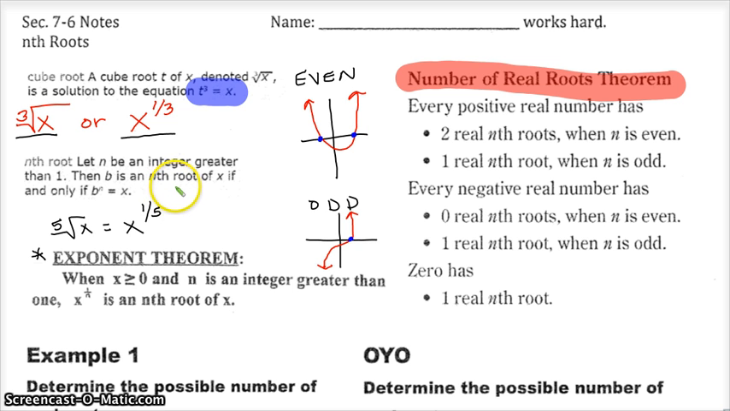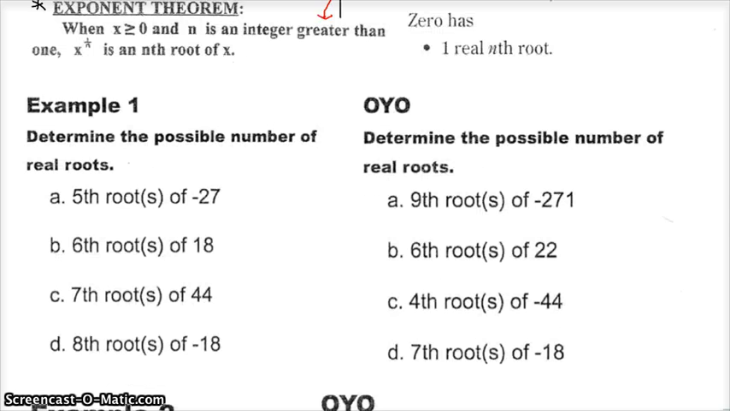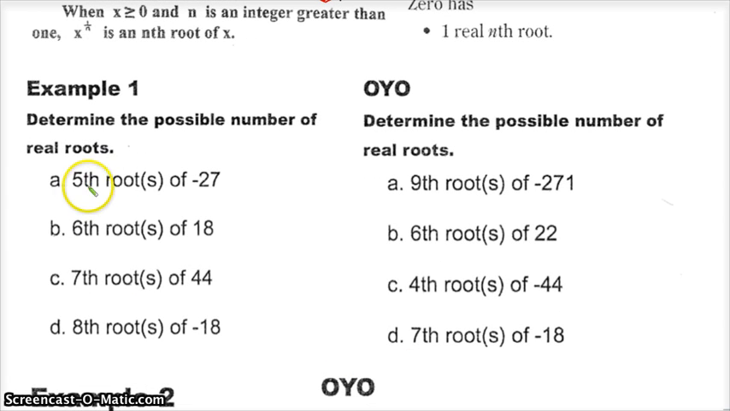So, looking at example 1, we'll use this table to help us decide how many possible roots each number has. Now, for part A, we are looking at the 5th root of -27. Since 27 is negative, I'm already looking at the negative real number section. Since 5 is odd, I bump down to the odd number section, and that shows me that there is one real root.